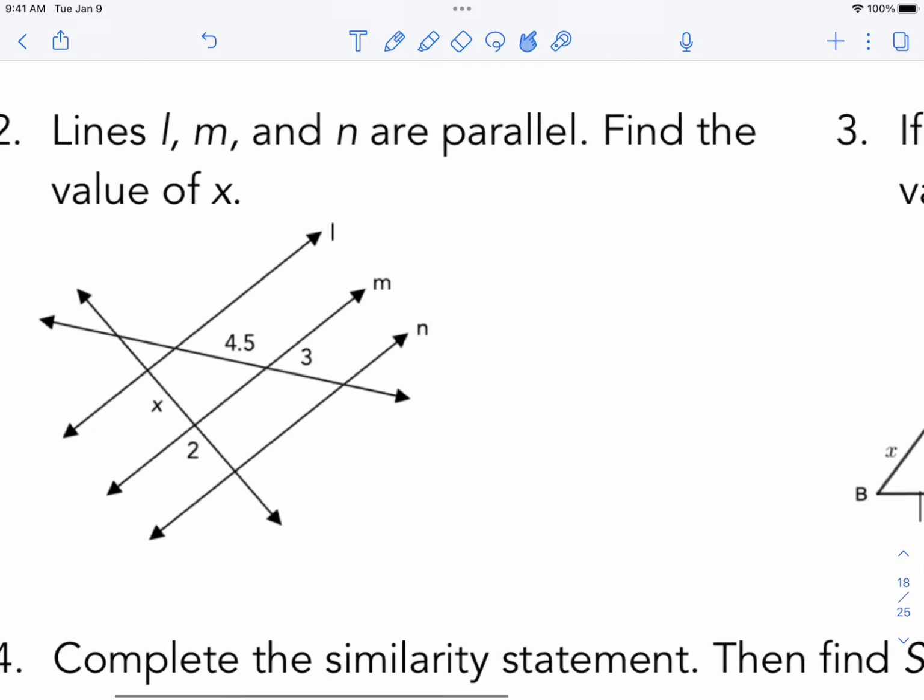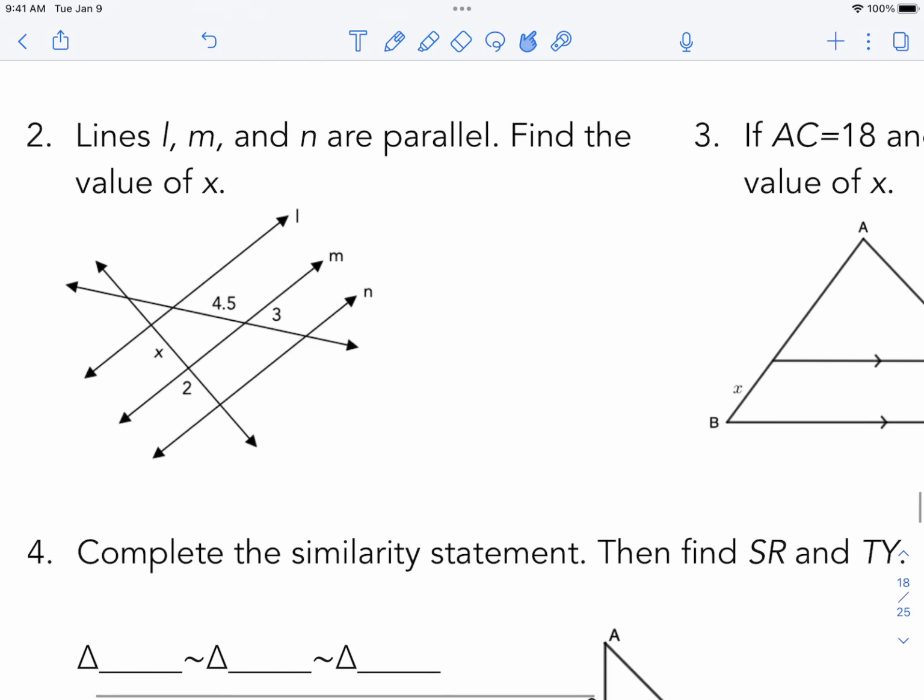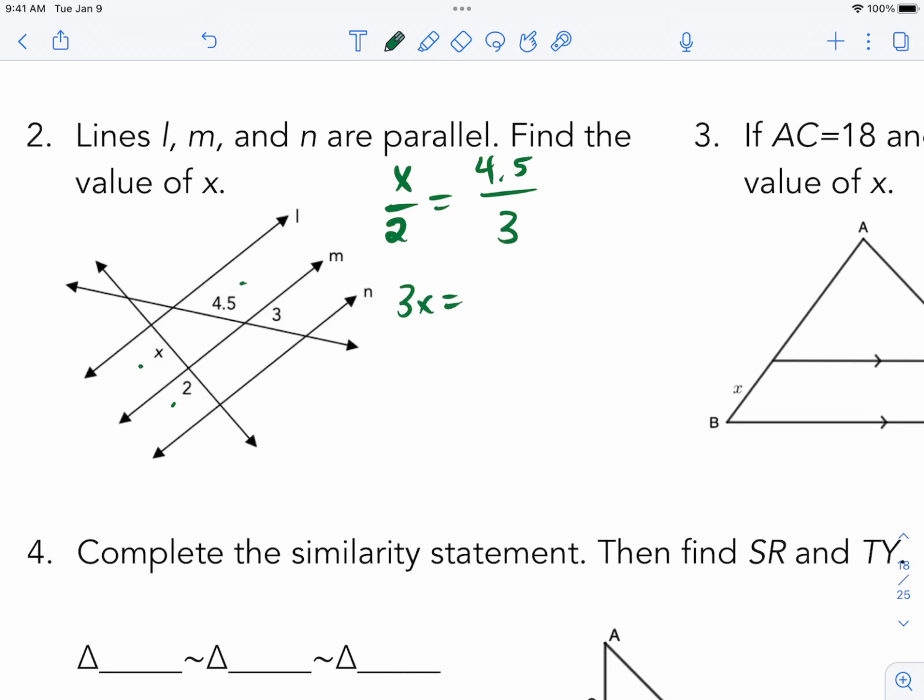Number 2, lines L, M, and N are parallel, so find the value of x. Well, remember the parts of the overlapping triangles are proportional, and so we can approach this in terms of x divided by 2 is equal to 4.5 divided by 3. And so then I can solve this proportion. That'd be 3x is equal to 9, and so x is equal to 3.